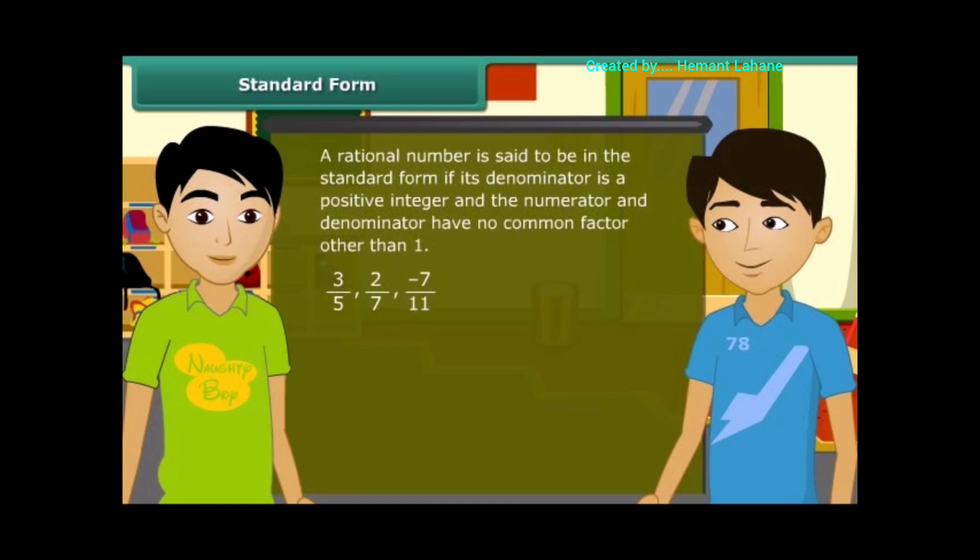And if the numbers are not in the standard form, then they are reduced to the standard form. For example, -45/30 is not in the standard form. We will reduce it by dividing its numerator and denominator by their HCF. Here the HCF of 45 and 30 is 15. Yes, so we will divide the numerator and denominator by 15, and we will get the rational number -3/2, which is in the standard form.